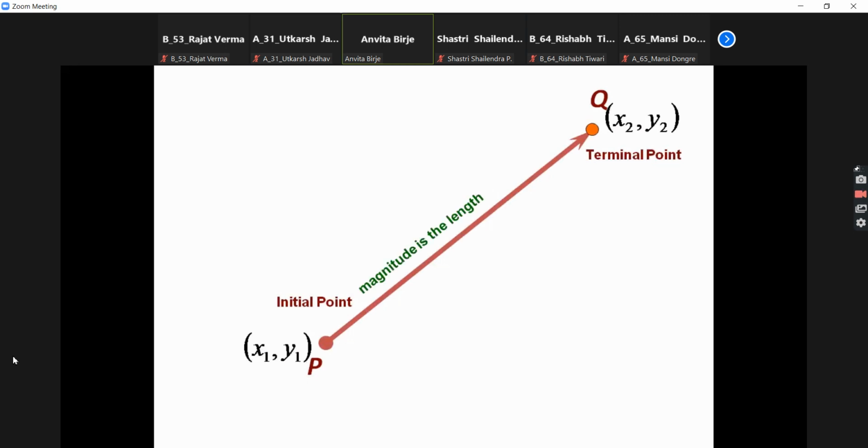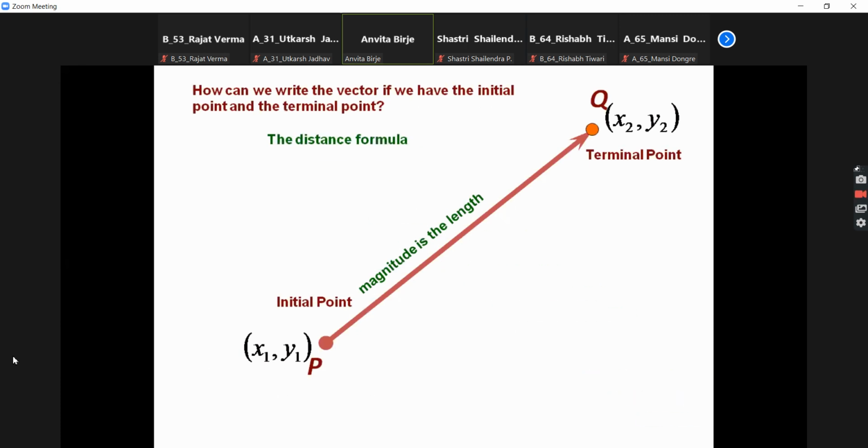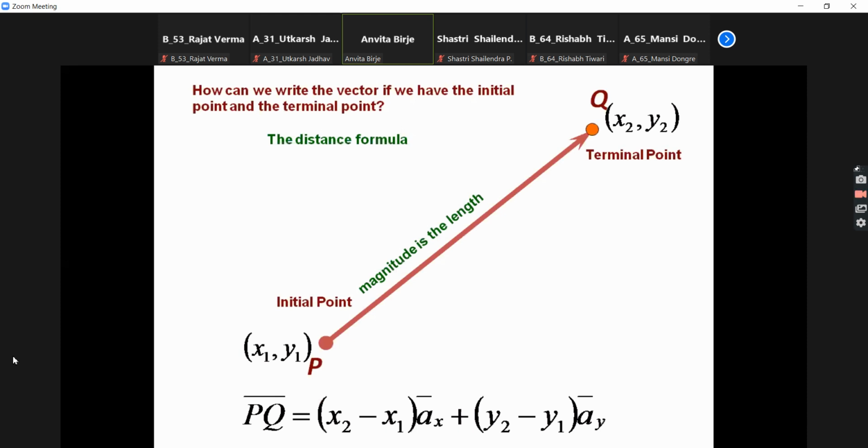So this is the magnitude, that is the length of the line. Okay, so how do you write down this vector? So see, this vector is from P to Q. Okay, so any vector is represented by PQ and you have to write a straight line above, which indicates it is a vector. So it is PQ bar. PQ bar represents that it is a vector. And how do you write down this vector? It is x2 minus x1. So x2 is the x coordinate of the end point or the terminal point, and x1 is the x coordinate of the starting point or the initial point. So x2 minus x1, a bar x.